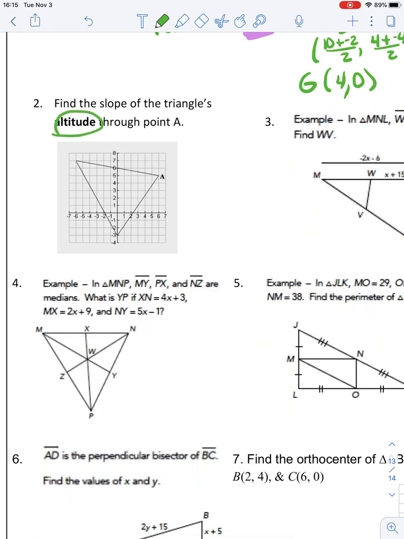So find the slope of the triangle's altitude. The altitude extends from the vertex at a right angle.